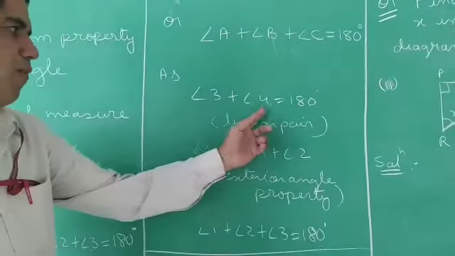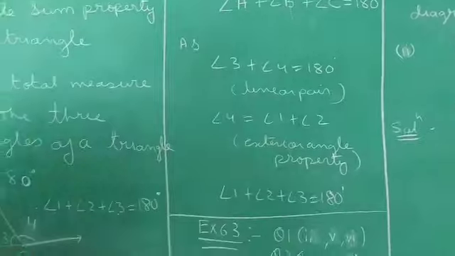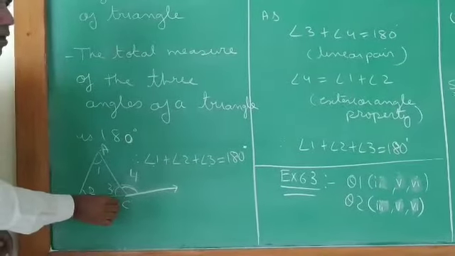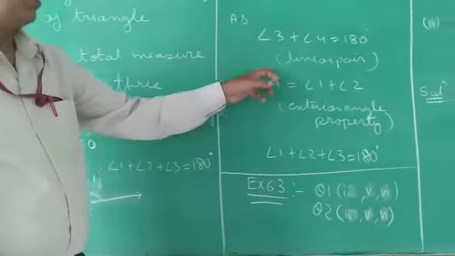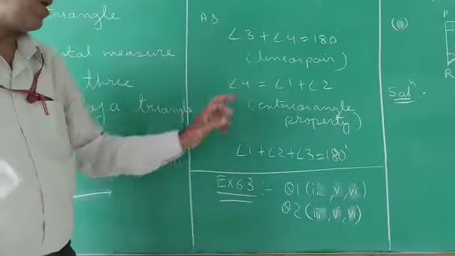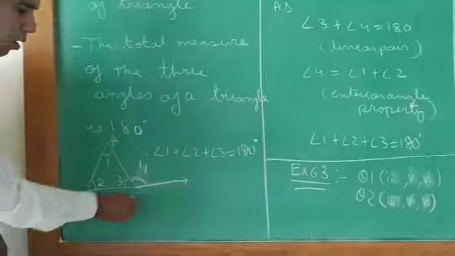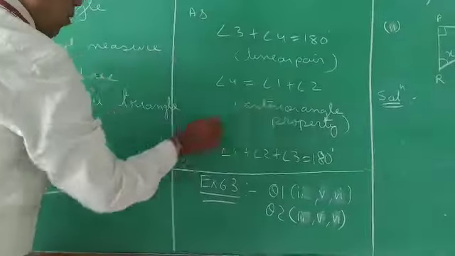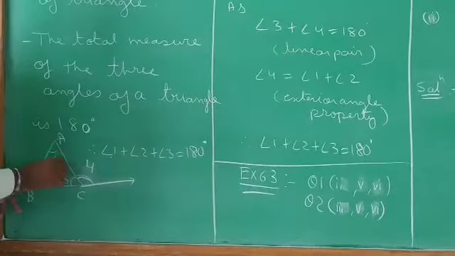Angle 3 plus angle 4 equal to 180. Why? You can see here in the diagram, angle 3 plus angle 4 is 180. Reason? It is a linear pair, on this line. So it comes angle 4 equal to angle 1 plus angle 2.